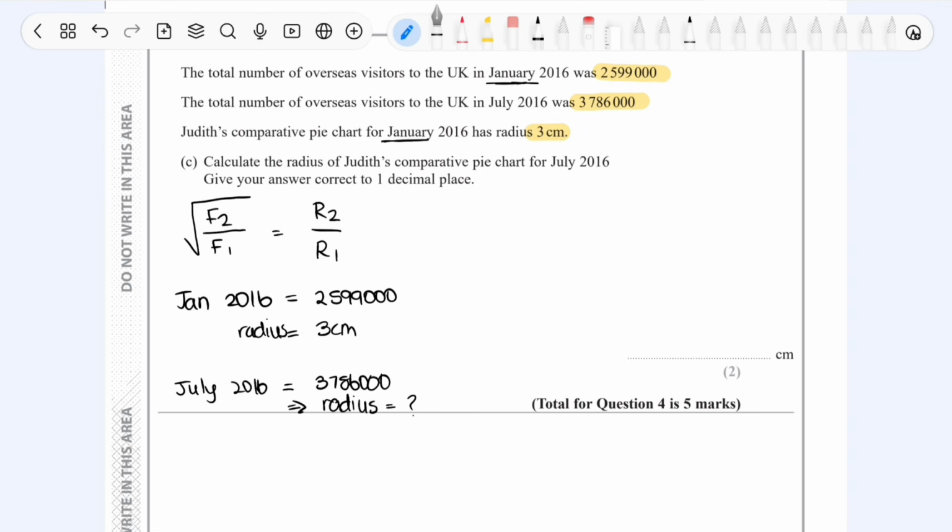You can go with whatever you like, but the general thing I go for is to assign R1 and F1 to the one that you have information for both parts, which is here, January 2016. We have information for the radius and information for the frequency, so I can assign these the values of F1 and R1. You don't have to give it this, but it makes it much easier in my opinion. So therefore, for July 2016, it would be R2, and the frequency would be F2. Now using this formula, we just have to plug and go from here.